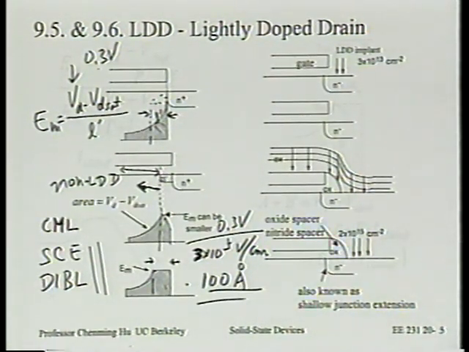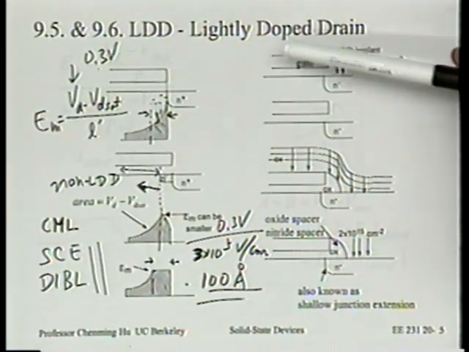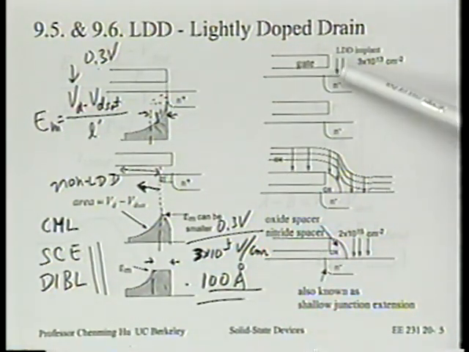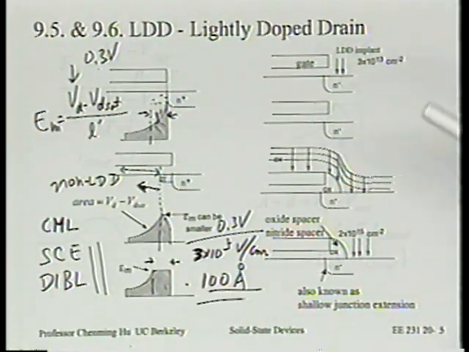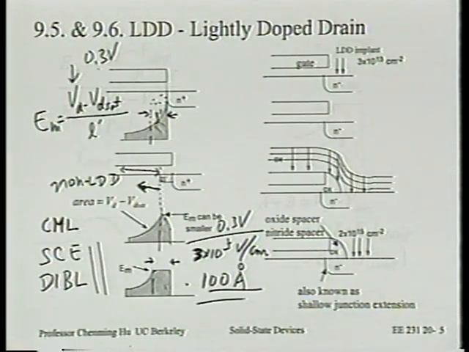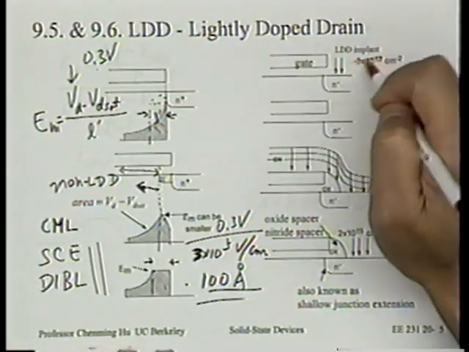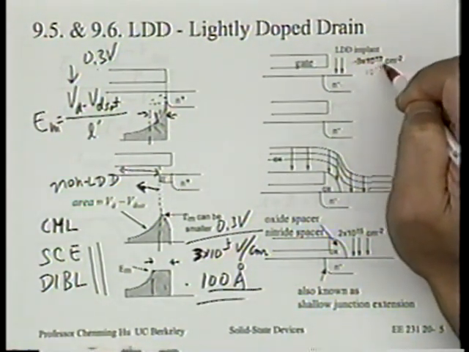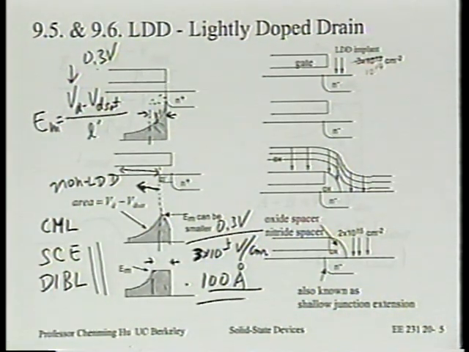There is more than one way to make LDD, but the most prevalent way is this. You first etch your polysilicon gate, and use that as the implantation mask for the LDD implant, which means a fairly light implant, all right? Let's say a doping concentration in the 10 to the 14th range, maybe a few 10 to the 14th implant dose, I'm sorry. So you do the LDD implant at this time.